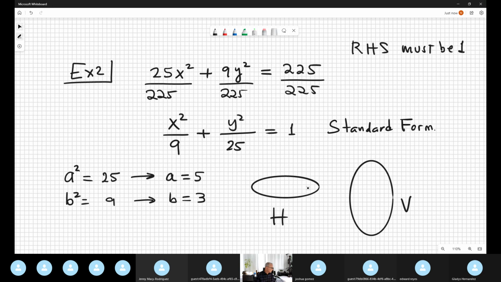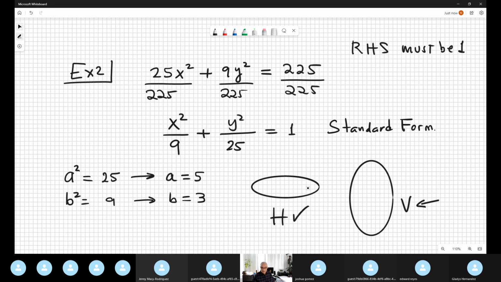And why? Es horizontal. Edward says es horizontal. Is everyone in agreement que es horizontal? Edward Reyes says que es horizontal. No, es vertical. Why? Okay, pay attention.